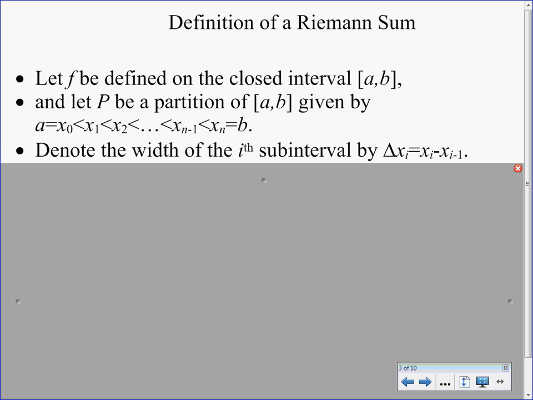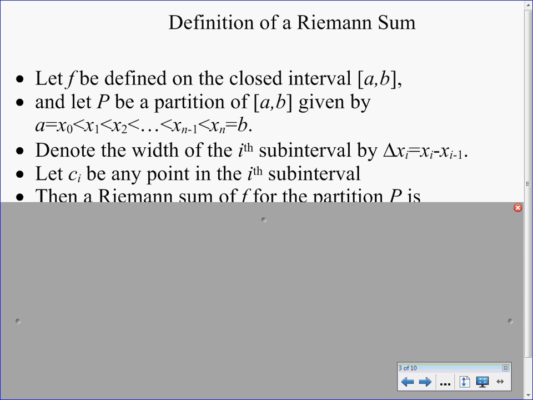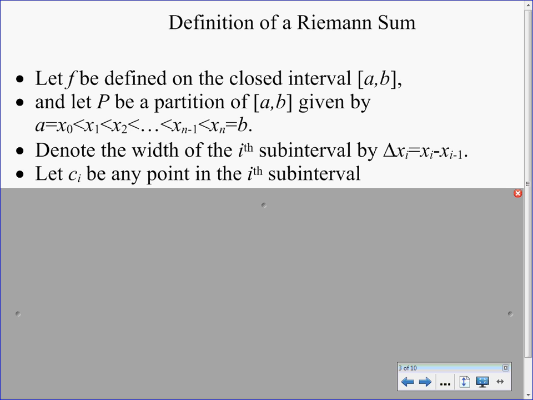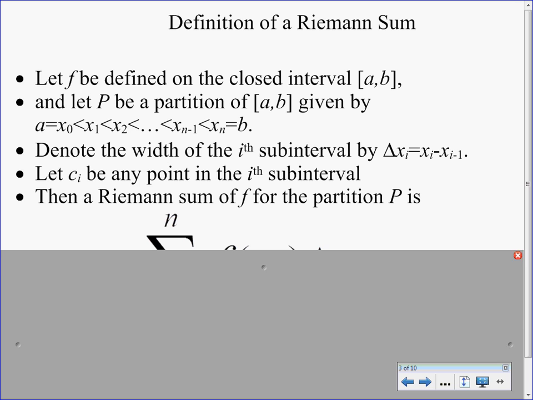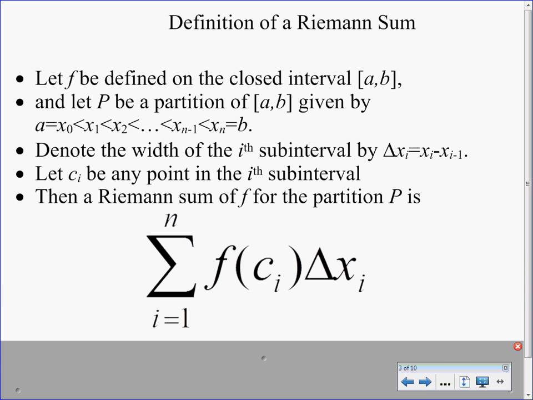The width of each subinterval is going to be delta xi. So what's the difference from one to the other? How far apart are these? Delta xi. Now, c is any point in the subinterval. And here we have this. Now I know that this is ci and my other one is xk. Xk is going to have a special meaning.